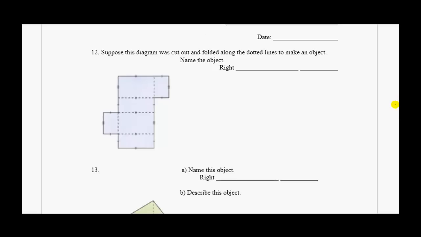Suppose this diagram was cut out and folded along the dotted lines to make an object. Name the object. This particular net would be called a right rectangular prism. Again, it is a prism because it has two bases. The base is the shape of a rectangle. When folded up, they meet at right angles, thus right rectangular prism.